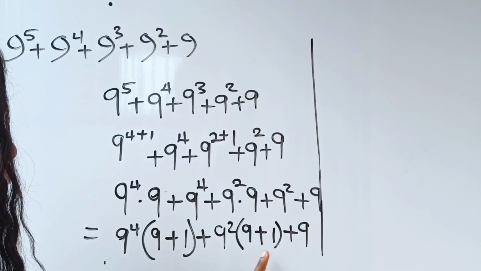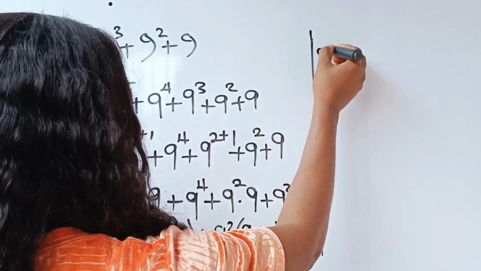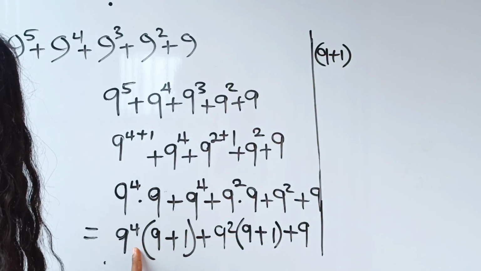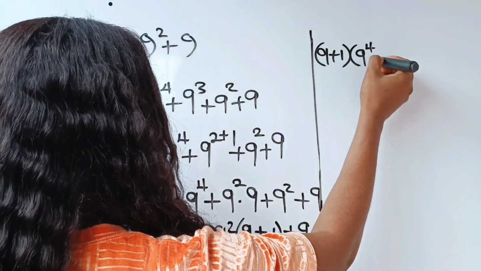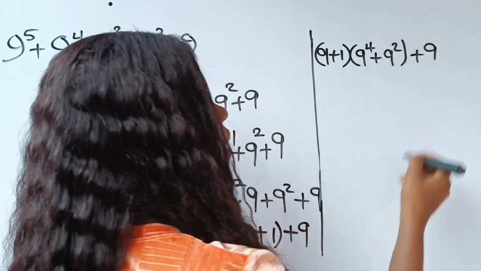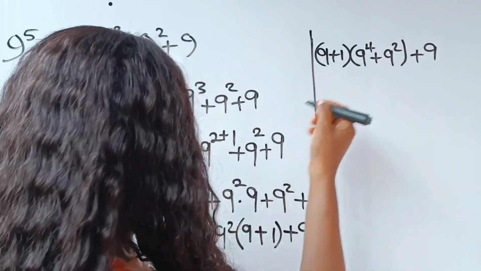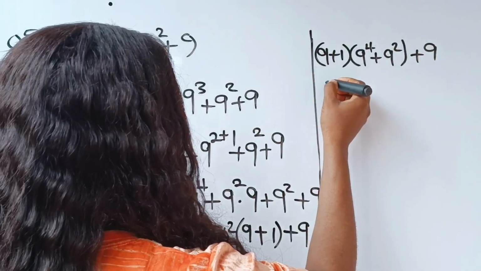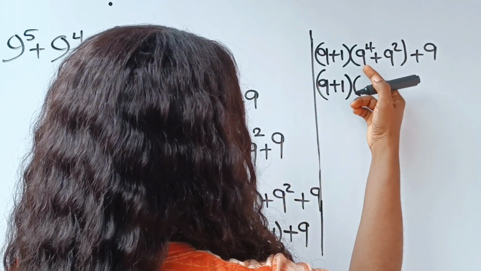Since we have the same thing here and here, we are going to pick 1. So we are going to have 9 plus 1, multiplied by 9 to the power of 4 plus 9 to the power of 2, plus 9. Sorry, this is 9 plus 1. Yeah, so it's correct. So we now have 9 plus 1, multiplied by this.